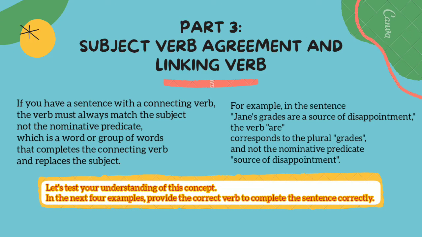Subject-verb agreement and linking verbs. If you have a sentence with a linking verb, the verb must always match the subject, not the nominative predicate, which is a word or group of words that completes the linking verb and renames the subject. For example, in the sentence, Dan's grades are a source of disappointment, the verb are corresponds to the plural grades and not the nominative predicate source of disappointment.